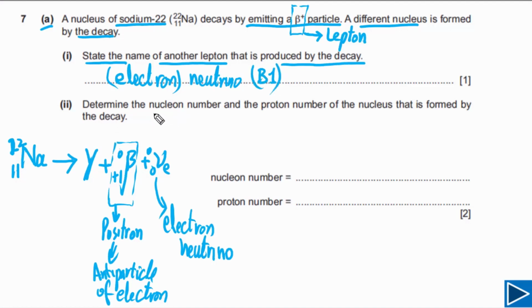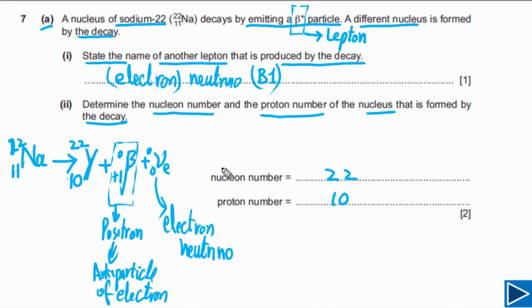The next question asks us to determine the nucleon number and proton number of the nucleus that is formed by the decay. This is beta plus decay, so the proton number will decrease by 1. So here the atomic number, meaning the proton number, has to be 10. 10 plus 1 is 11. It has to be the same on both sides, meaning the proton number has to be conserved. And the mass number will not change, so this will be 22. The mass number is the nucleon number. So we can write 22 here and 10 here.